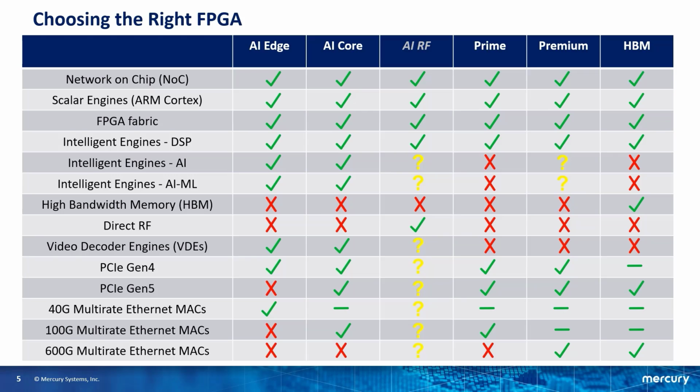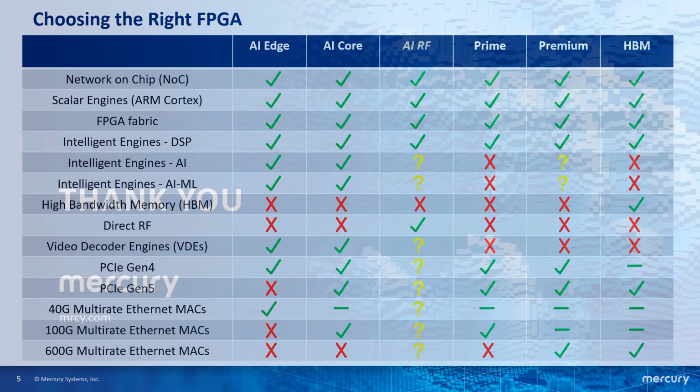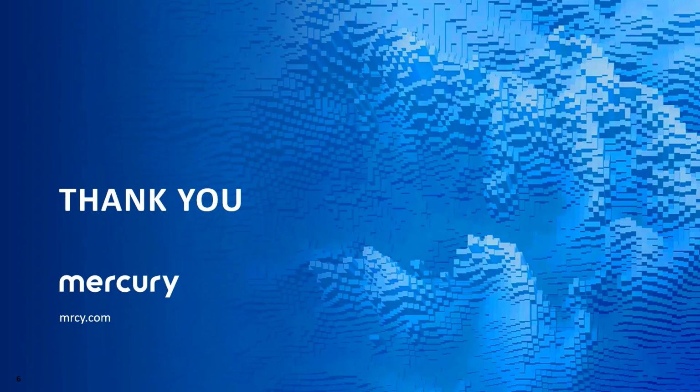So again, looking at the requirements for your application, looking at what is available on each one of these Versal parts can help you decide which is the correct FPGA for your application. So I hope this presentation helped you with that decision. And I think that was my last slide. So if we have any questions.